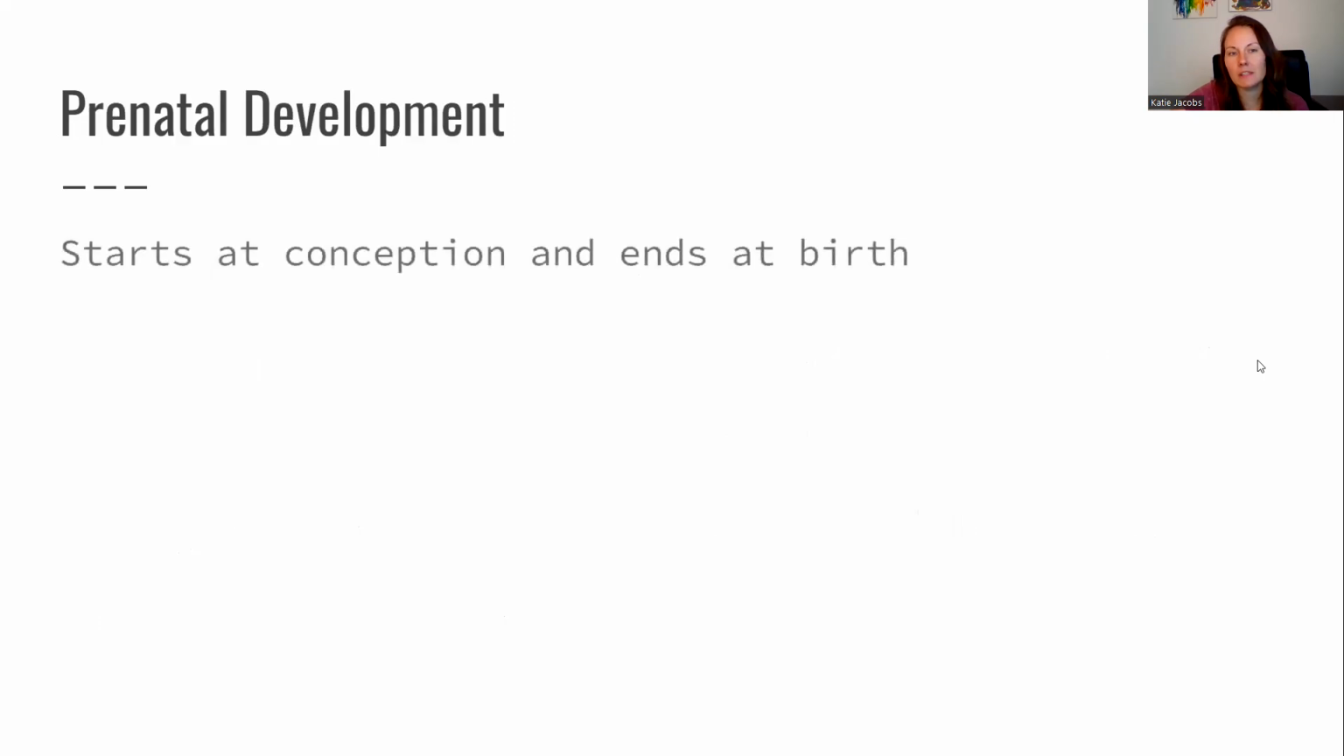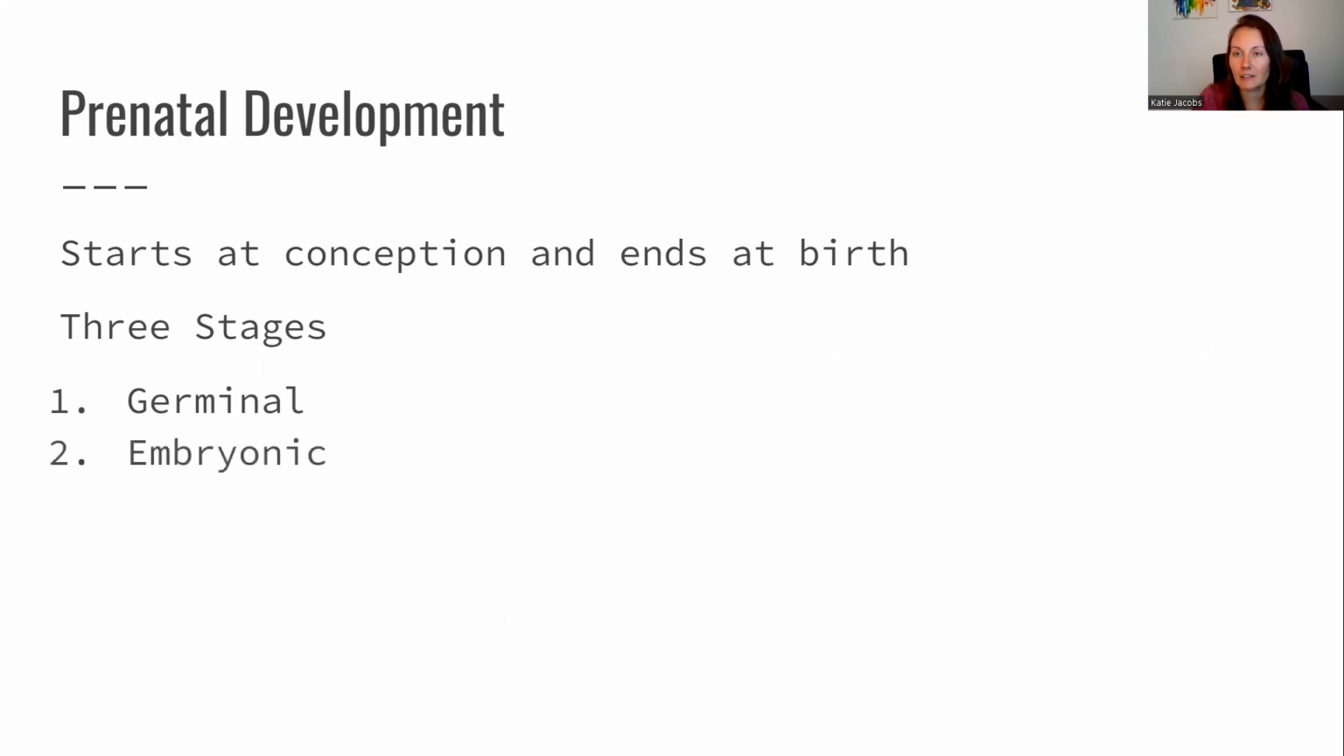So prenatal development starts at conception and ends at birth. When we get into this unit, we'll learn more about the 3 stages of prenatal development, which are germinal, embryonic, and fetal stages. After that, we'll learn about the stages of labor, the stages of birth. We'll also learn about pregnancy, and we will probably have a conversation about birth control.